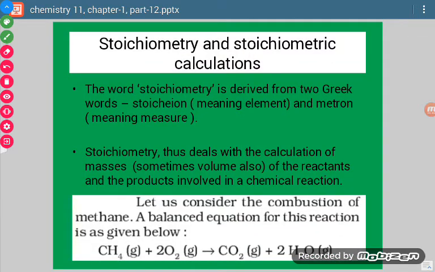Now, when we talk about a balanced chemical equation, two terms come to our mind: stoichiometry and stoichiometric calculations. The word stoichiometry is derived from two Greek words, stoichion and metron. Stoichion means element and metron means measure. Stoichiometry deals with the calculation of masses or volumes. We can calculate this for reactants as well as for products in any chemical reaction.